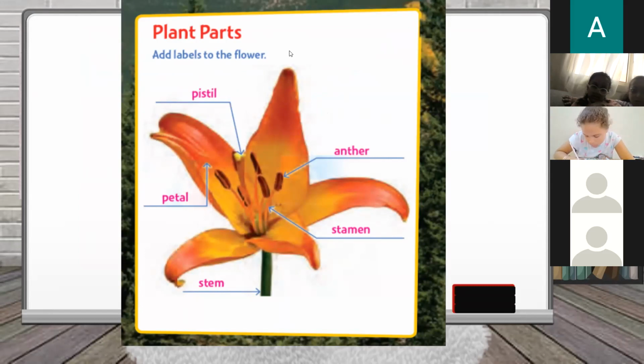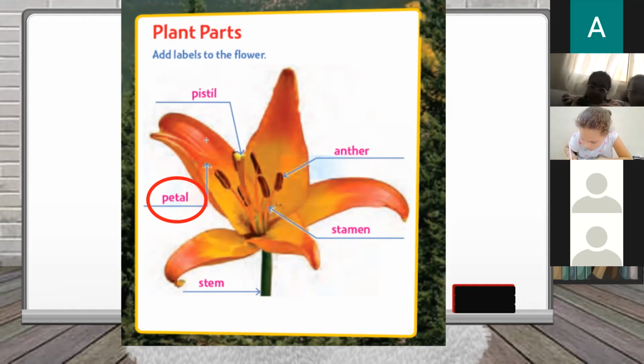We're going to put a circle on it. Come on, what are the outer parts? The colorful one? Petal and stem. Okay, the petal is the outer part. Why? Because you can touch it and see it from the outside. It is colorful. Sometimes you see it red, orange, yellow, blue. We have so many colors of petal.